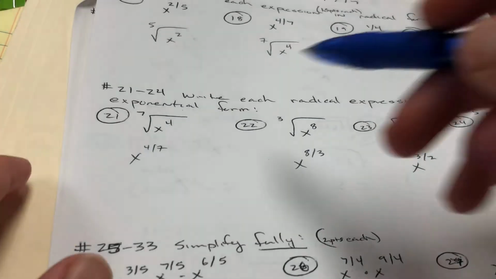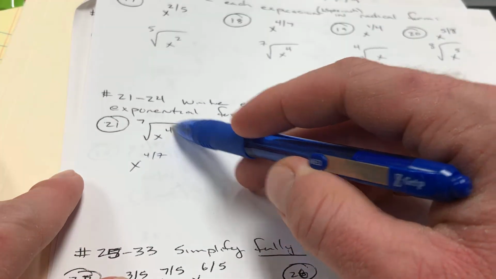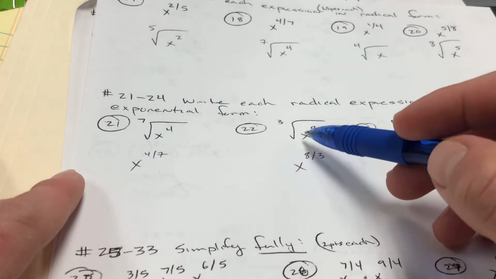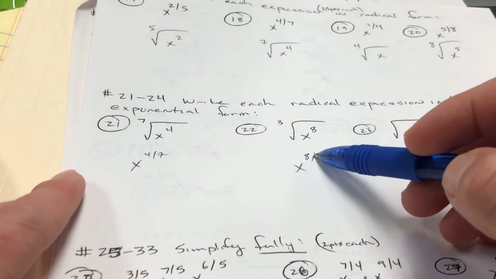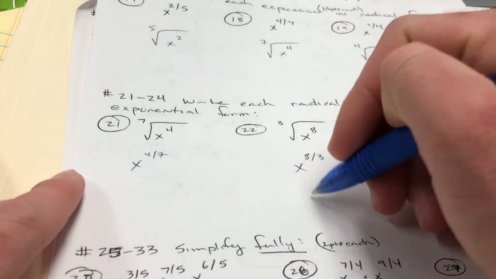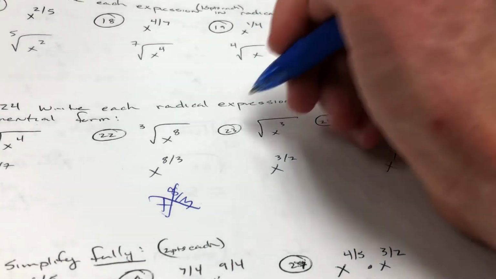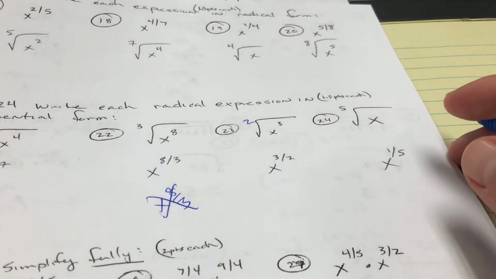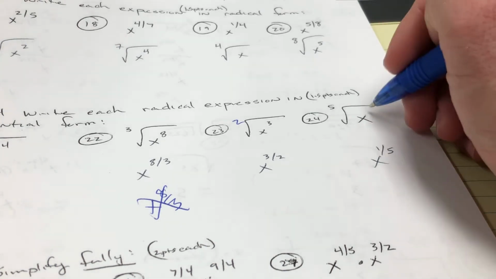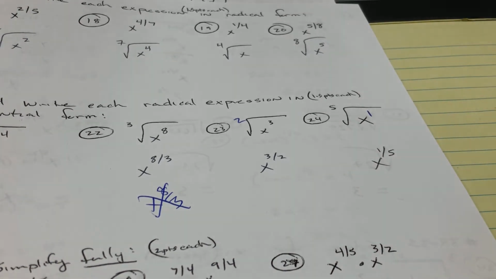21 going the opposite way. This is x to the 4 sevenths, x to the 8 thirds. Make sure these exponents look like exponents. Make sure they do not look like this. It does not look like an exponent. All right, this is x to the 3 over 1. No, that's the 2nd root, x to the 3 over 2. And this is x to the 1/5.